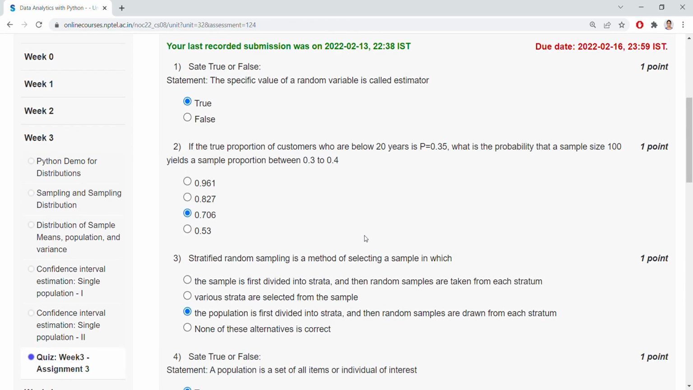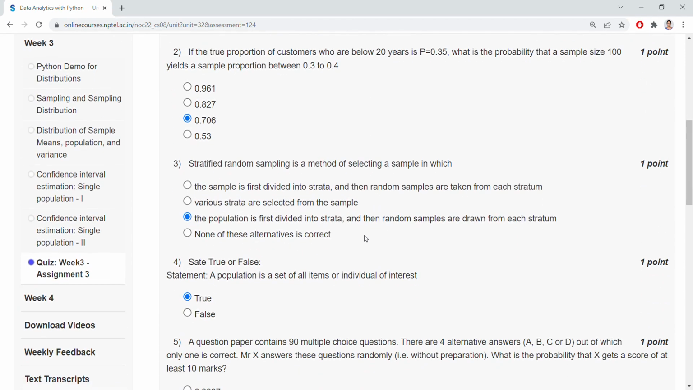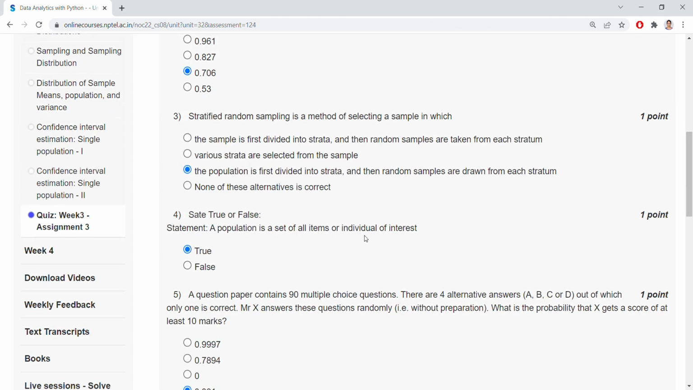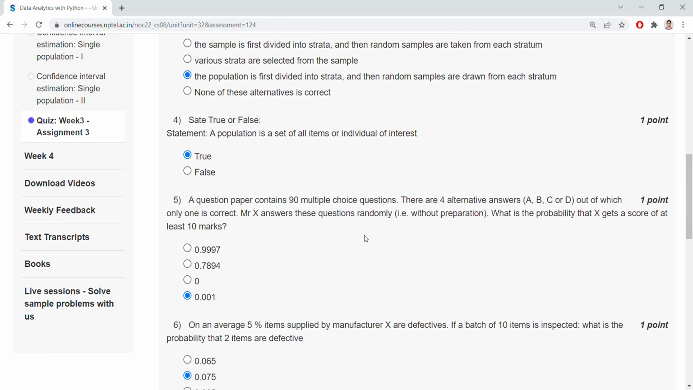0.706. Stratified random sampling is a method of selecting a sample in which the population is first divided into strata and then random samples are drawn from each stratum. State true or false. A population is a set of all items or individuals of interest. True. Coming to the fifth question.